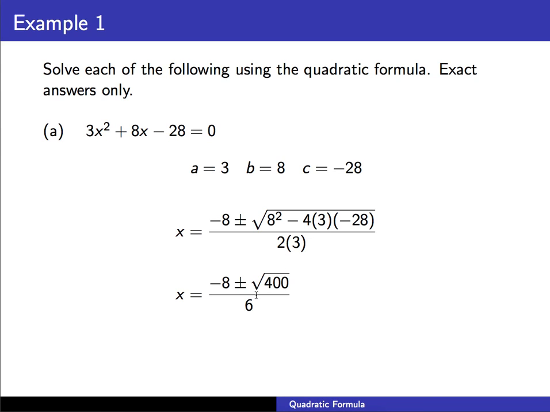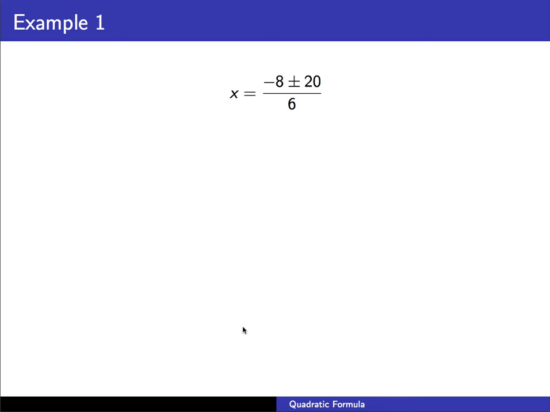I strongly urge you to not hit the square root button until you figure out what's inside of it first. So the square root of 400 is 20. So we have negative 8 plus or minus 20 over 6. Now again, what this plus or minus does is it splits it up into two separate equations. One where we use negative 8 plus 20 all over 6. The other where we use negative 8 minus 20 over 6. So this is just a way to condense these two expressions.